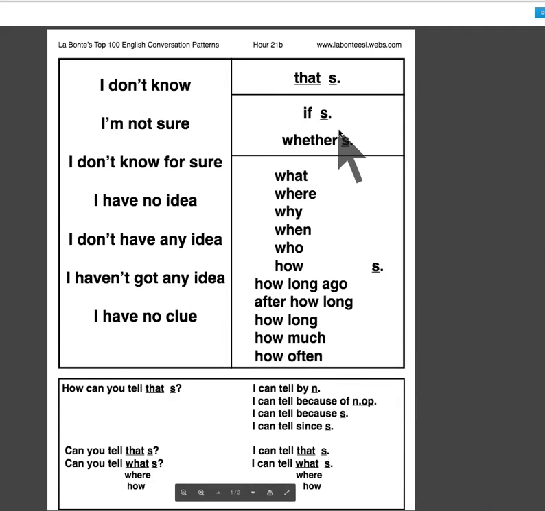Does she feel like going? I have no idea if she feels like going. Did she manage to meet him? I have no idea if she managed to meet him. Just assign one of these for them to practice. Once they become comfortable with one, they can move on to the next. Did she meet him? I don't have any idea whether she met him. Those are simple questions. With what, where, why, when, you'd say, how long ago did she go? I have no idea how long ago she went.